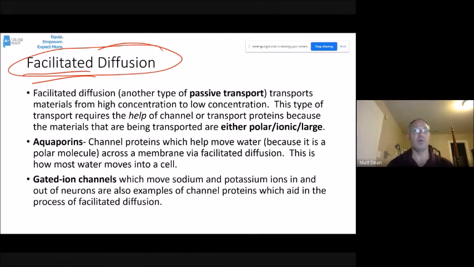This type of transport is typically really important for materials that are either polar, ionic, or very large, materials that otherwise couldn't move through the cell membrane. The movement of water in and out of a cell largely occurs via facilitated diffusion. Aquaporins are a type of channel protein that help water to move in and out of a cell. There are also gated ion channels that help to move things like sodium and potassium in and out of cells. These are very, very important in neurons.